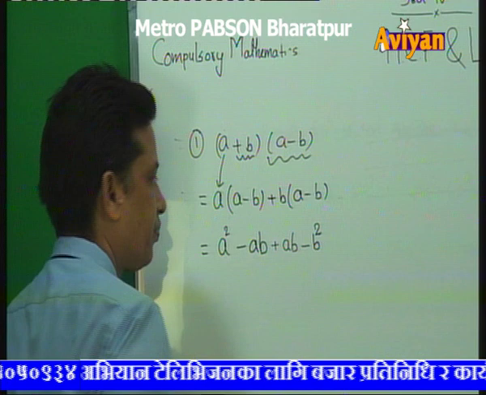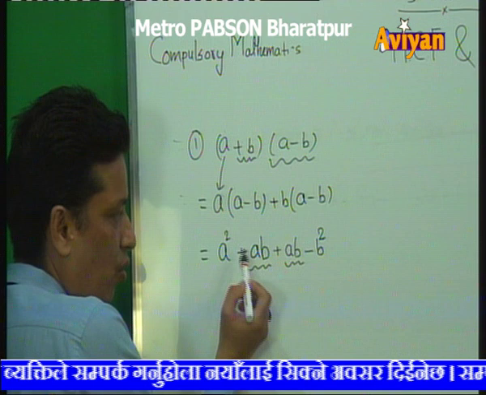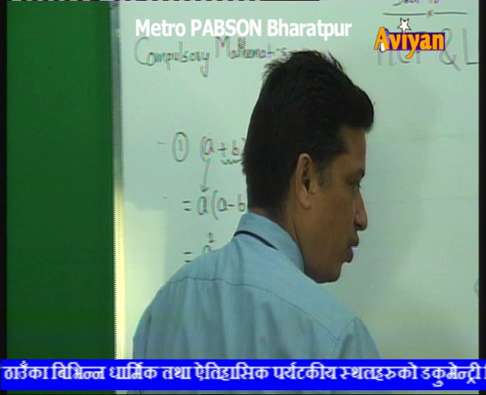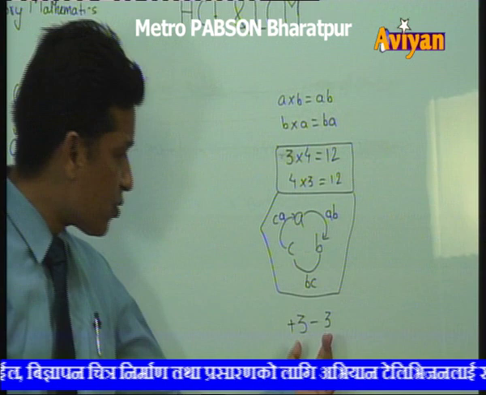Okay, now this is AB, this is also AB. Their signs are just opposite. One is positive, one is negative. So we can cut them. And here also let me remind you what cutting means. If we have 3 plus 3 minus 3, if you subtract 3 from 3, what is the result? Obviously 0.